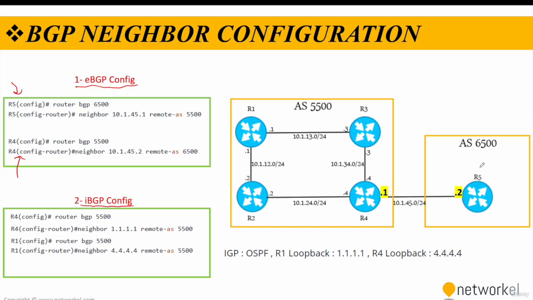Where is my router 5? Router 5 is here, router 4 is here. Are they in different autonomous systems? Yes, of course.